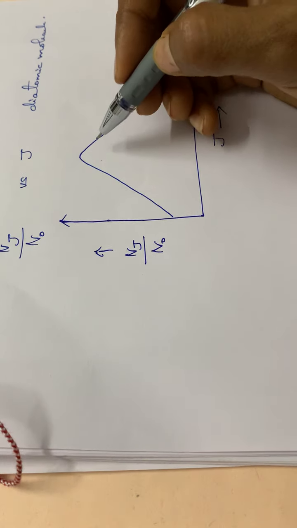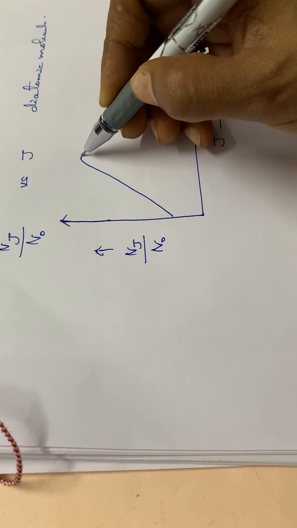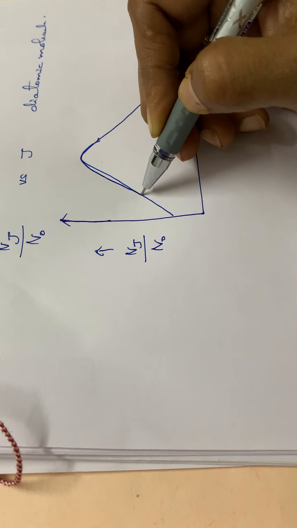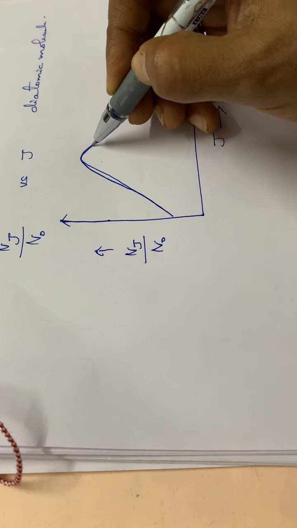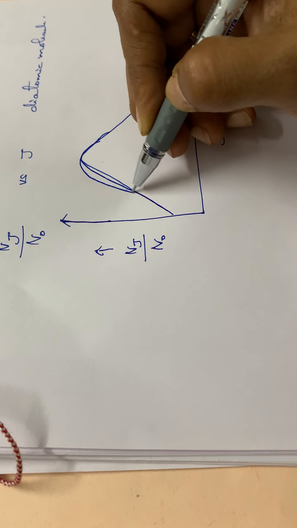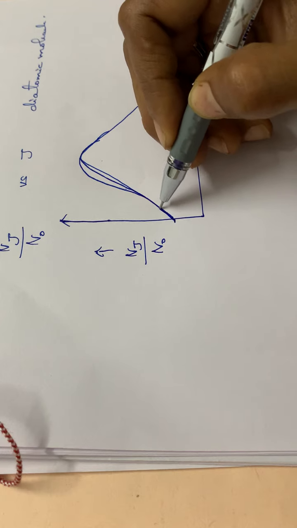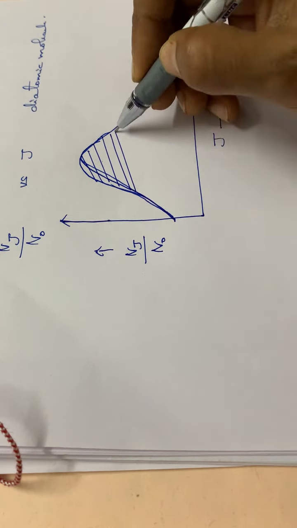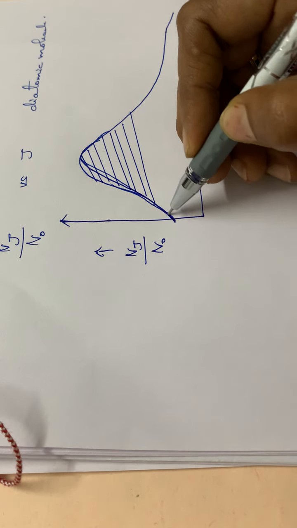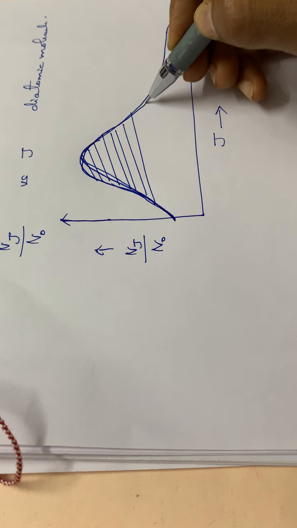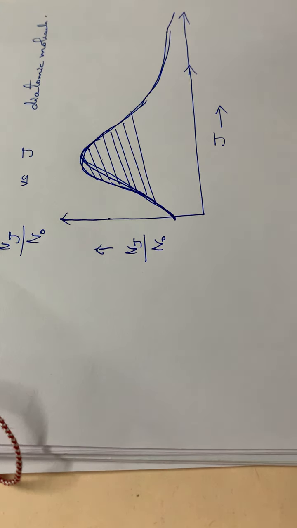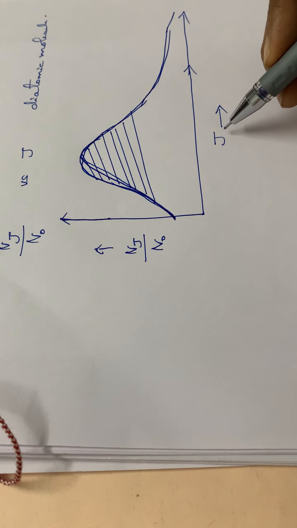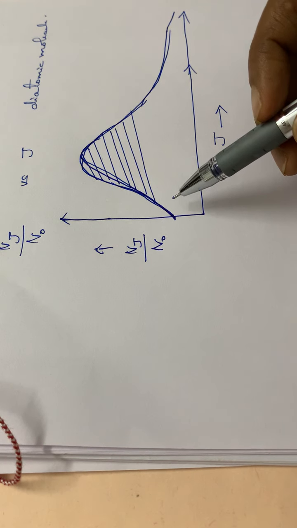So here it is not a smooth curve, it is somewhat thickened, somewhat like this. The area is greater here. You have to see this much portion. It will be somewhat a thicker graph. And also here J is on the x-axis, and nJ by n0 on the y-axis.